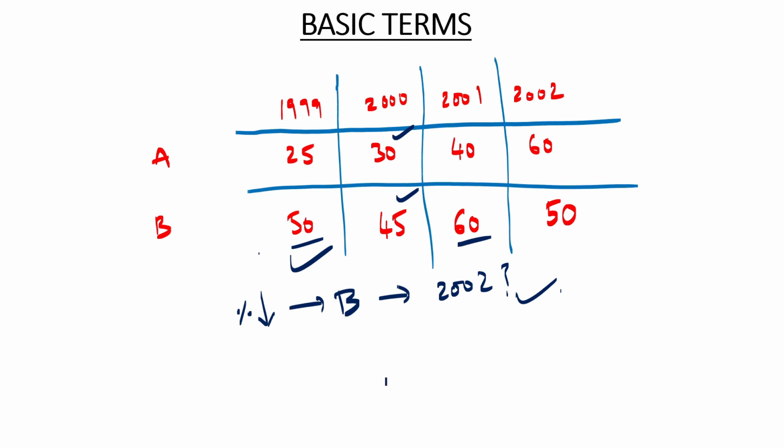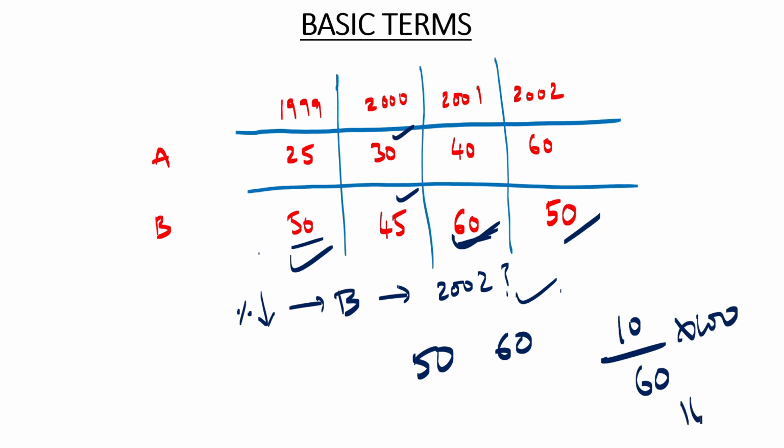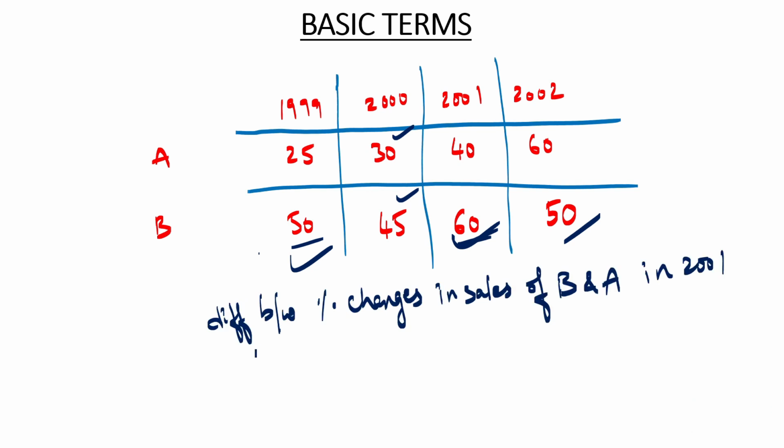So the sales of company B in 2002 is 50, and the sales in 2001 is 60. So calculate the difference. It's 10 by the initial value, which comes first, so 10 by 60 into 100. This is equal to 16.67%.